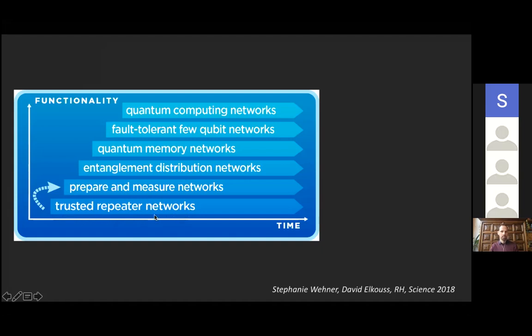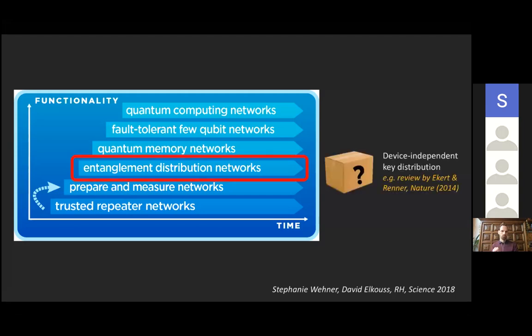And so at the moment we are in the era of trusted repeater networks, which are not really quantum networks, but they are really networks of individual quantum links that are then connected classically. So these are basically the quantum key distribution links that you know of. And so the idea is that once you add functionality and the network is capable of doing more and more things, you can also use it for more and more interesting things. So the functionality is actually directly linked to certain applications, or if you want, certain scientific experiments that you could do on the network.